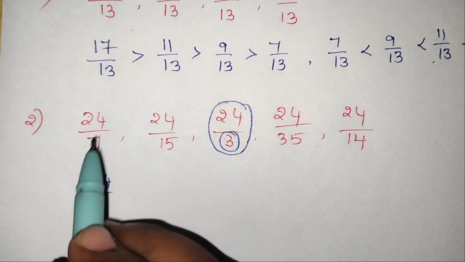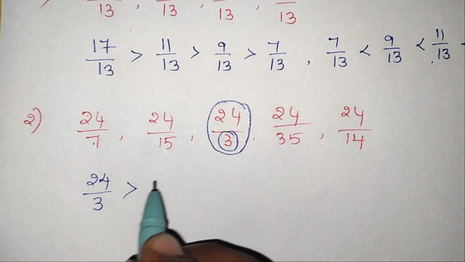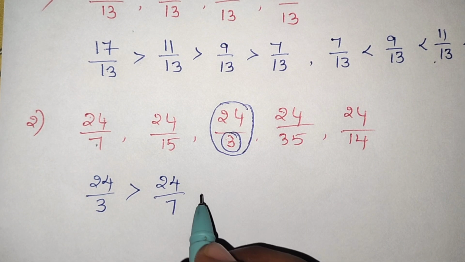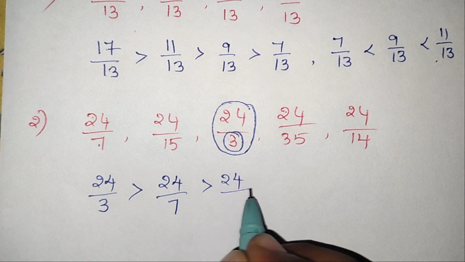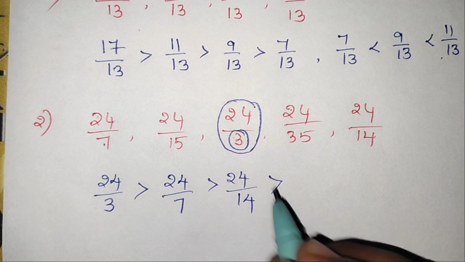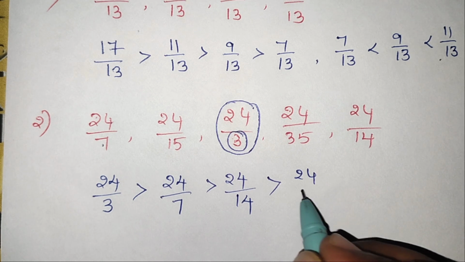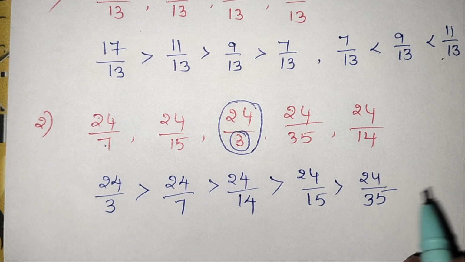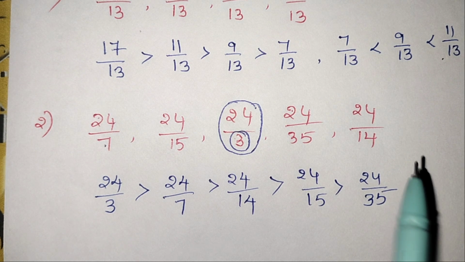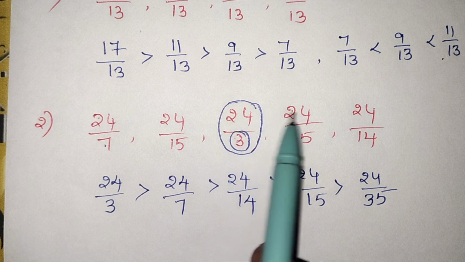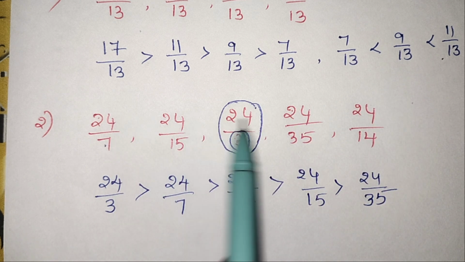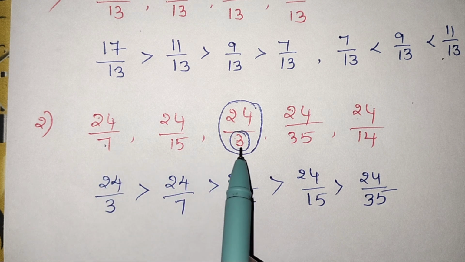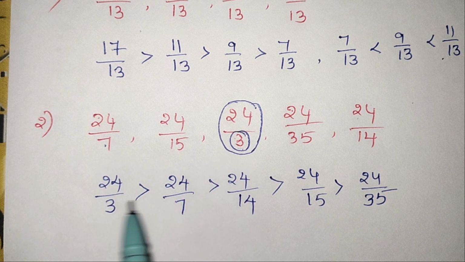Next smallest denominator is 7. So next one is 24 by 7, and next one 24 by 14. Next, 24 by 15, and the smallest fraction is 24 by 35. So here the logic is, when the numerators are equal, then the smallest denominator fraction is the greatest one.